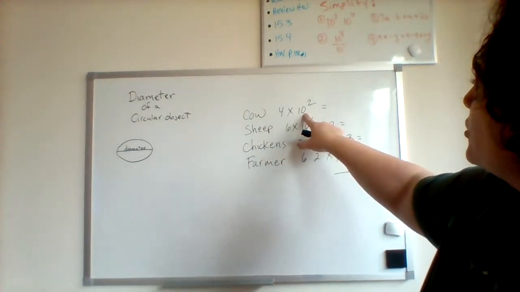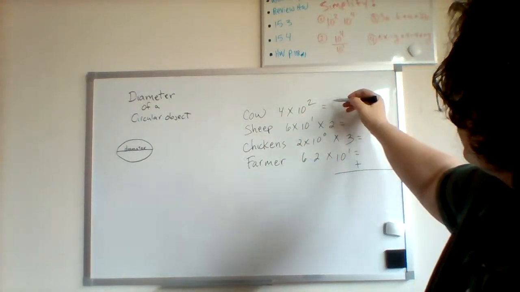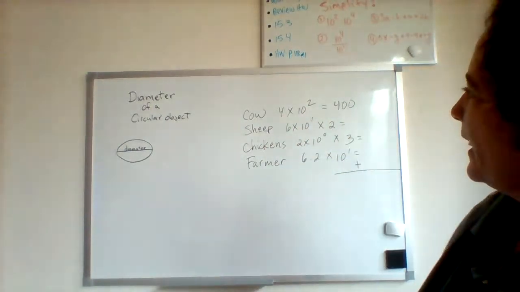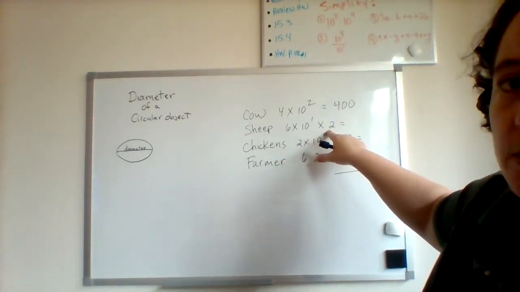So 4 times 10 squared. Well, 10 squared is 100. So what's 4 times 100, guys? 6 times 10 is 60. 60 times 2 is 120.